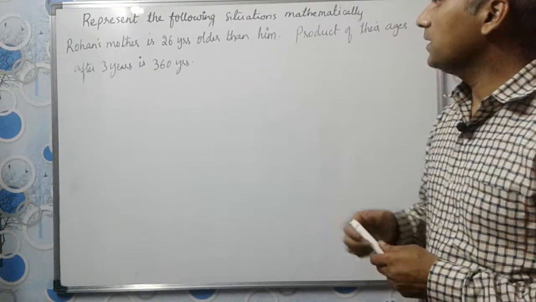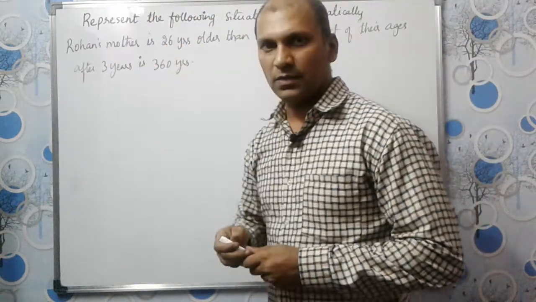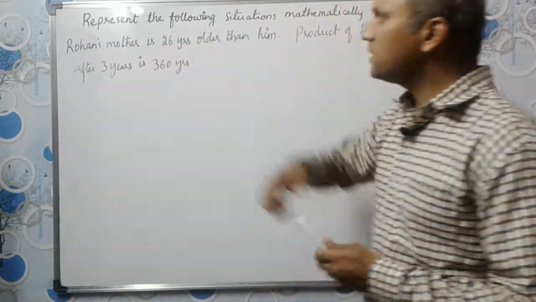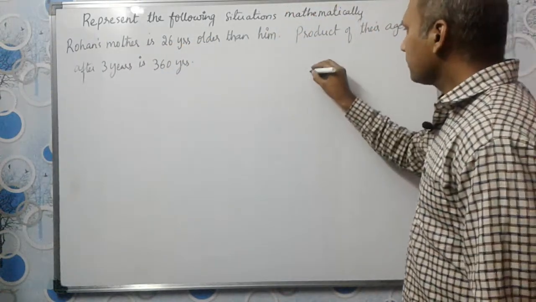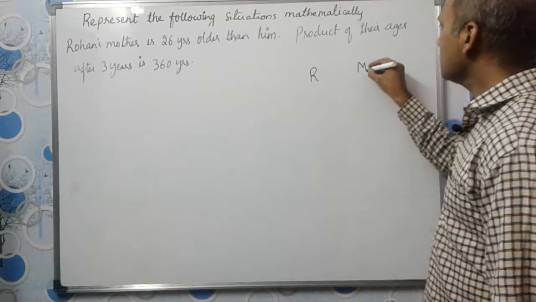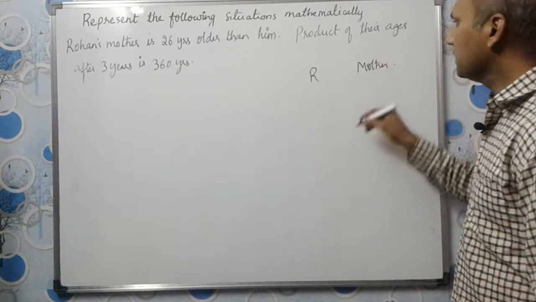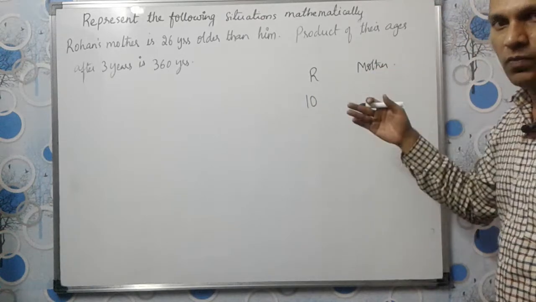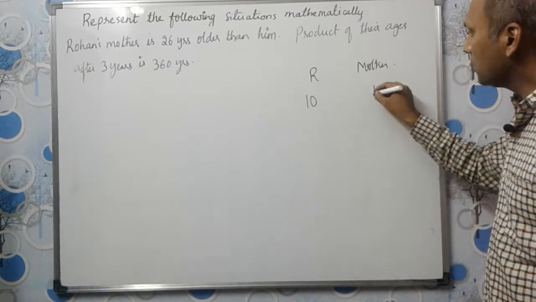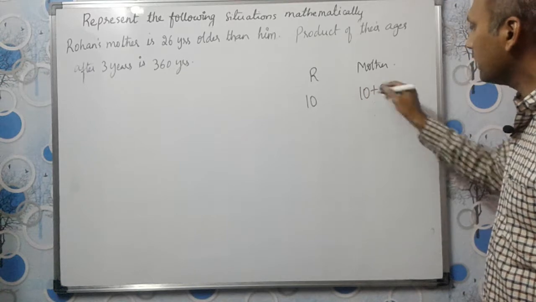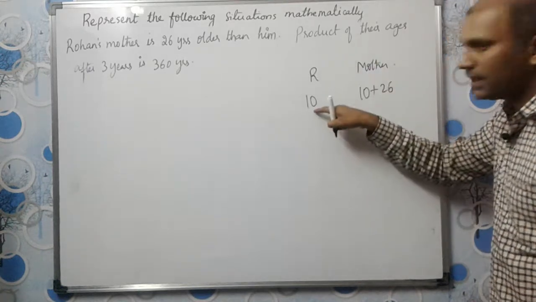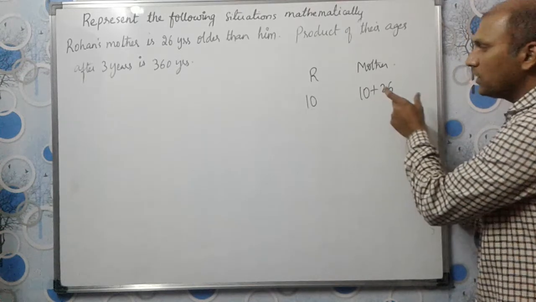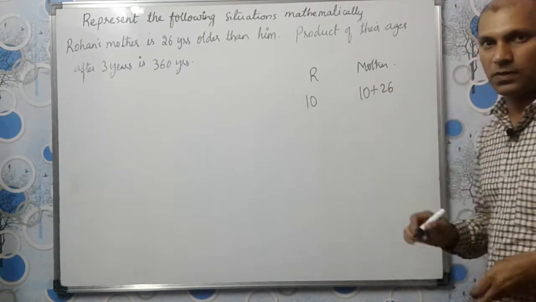We don't know how old Rohan is, right? What is the age of Rohan? We don't know that. But we know that Rohan's mother is 26 years older. Now, see, this is Rohan, this is the mother. If Rohan is 10 years old, how old will Rohan's mother be? 26 more, right? 26 years older means 26 more than Rohan's age, so she will be 36 years old.